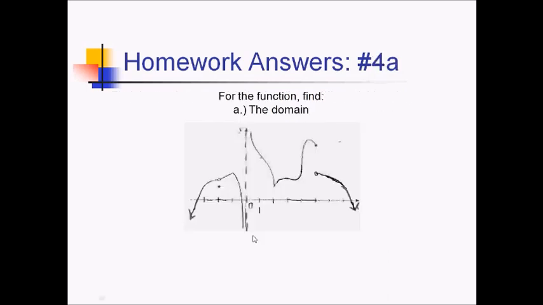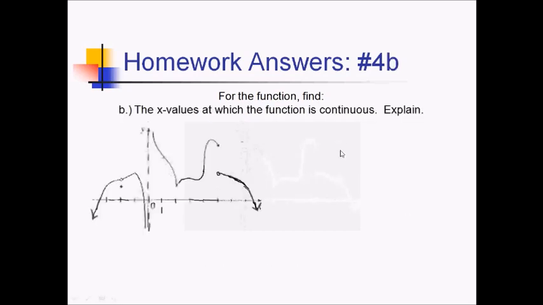For number 4, we're finding domain, continuity, and differentiability for this graph. For domain, the only place where the domain breaks down, where we don't have something solid to represent us, is here on the y-axis at x equals 0, there's an asymptote. So our domain then goes from negative infinity to 0, and from 0 all the way to positive infinity.